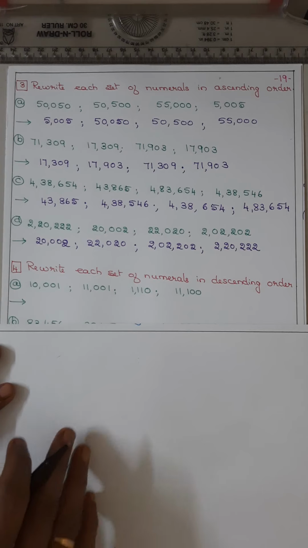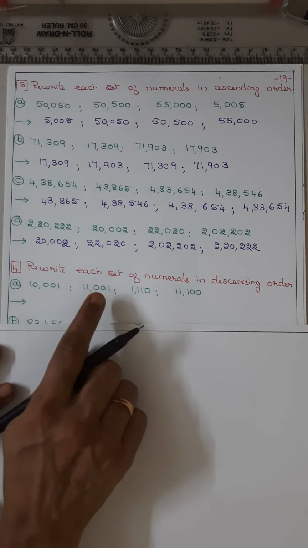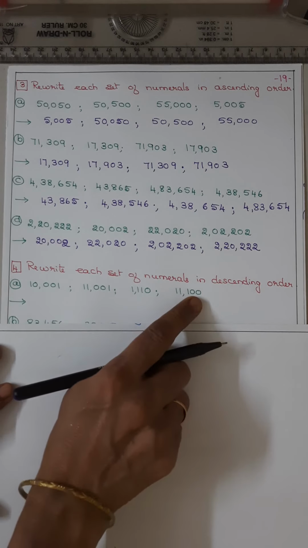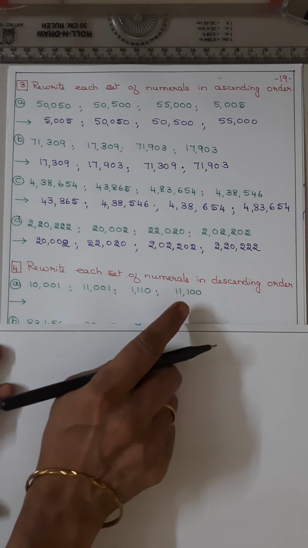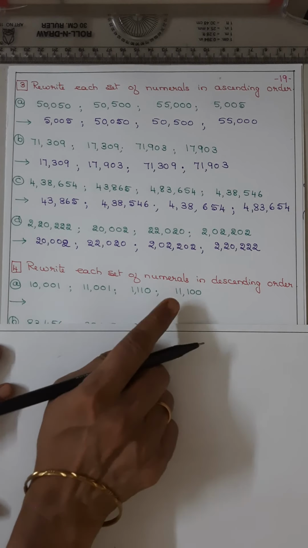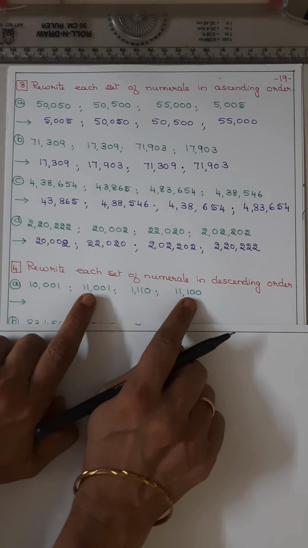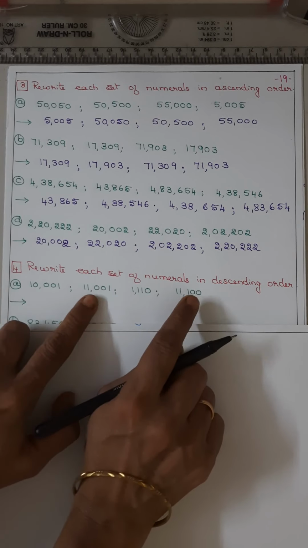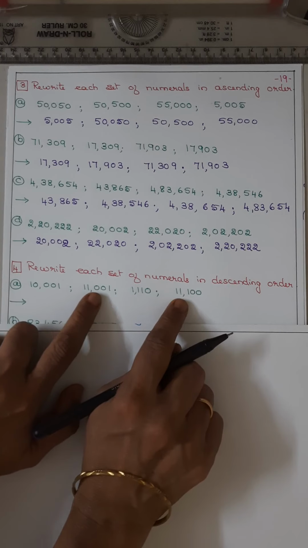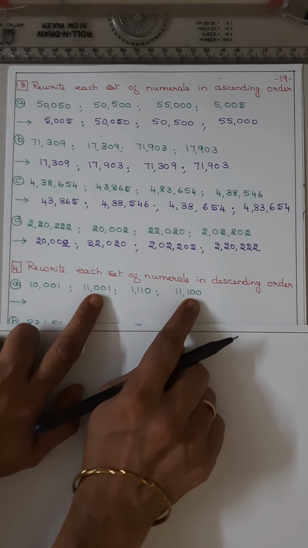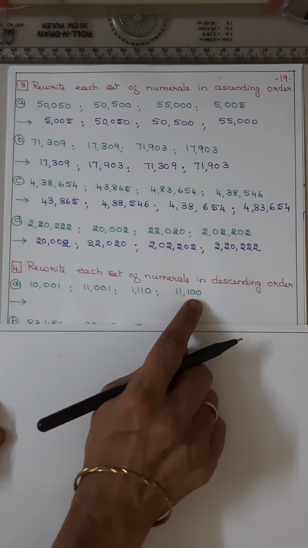So which is the biggest? So 5 digit, 5 digit, 4 digit, 5 digit. So check the 5 digits first. 1, 1, 1. Now 0, 1, 1 means this is smaller. So 1, 1, look at this. Then 0, 1. 1 is greater. So this has to be written first.